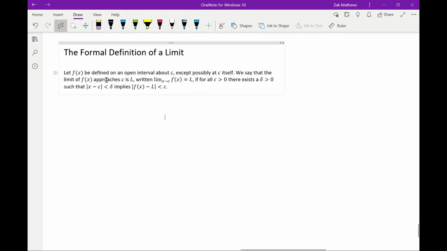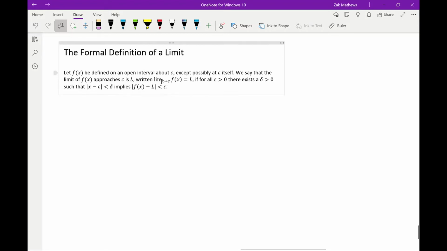Let f of x be a defined function. Let f of x be defined on an open interval about c. It's a function, obviously, except for possibly at c itself. We say that the limit of f of x as x approaches c is L, written limit as x approaches c of f of x equals L, if for all epsilon greater than 0, there exists a delta greater than 0, such that the absolute value of x minus c less than delta implies the absolute value of f of x minus L is less than epsilon.